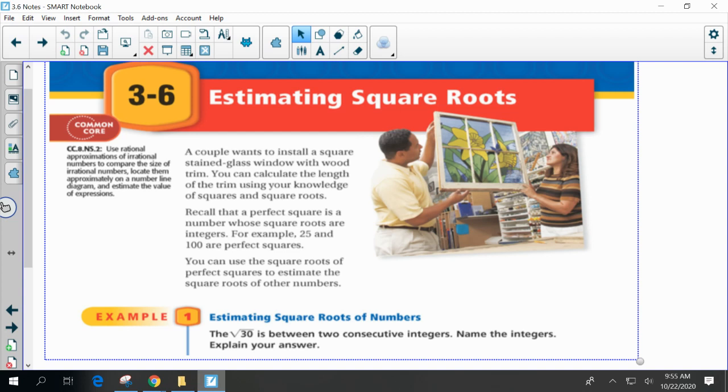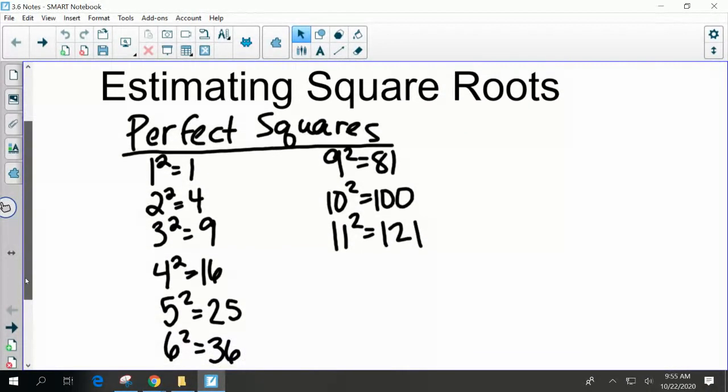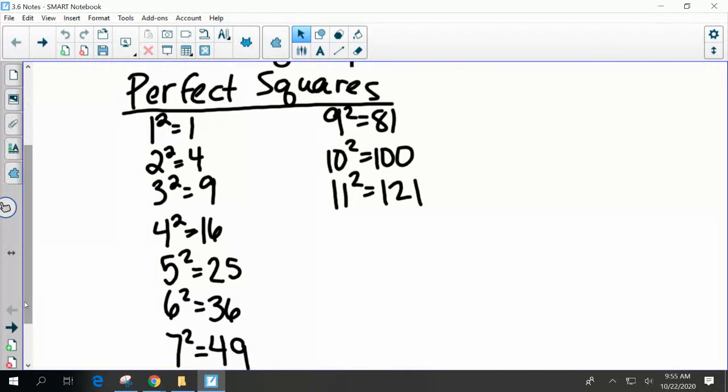Okay, so 3.6 is estimating perfect squares. The very first thing we're going to do is write down this perfect square chart, and we're going to end up adding to it before the end of class. So I'm actually going to go ahead and add to it right now. We're going to take it all the way up to 15.